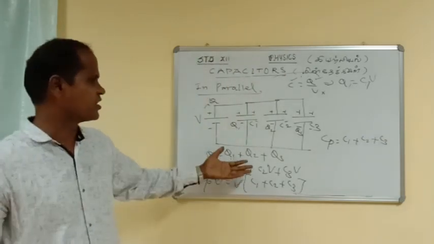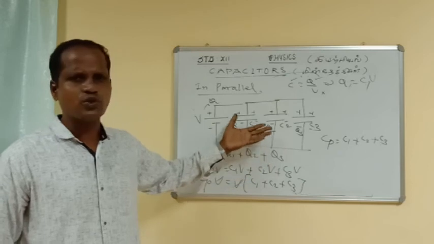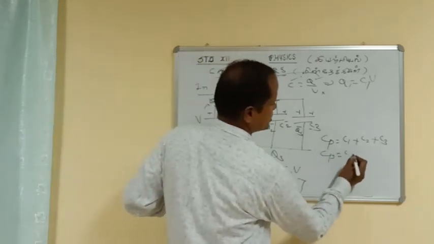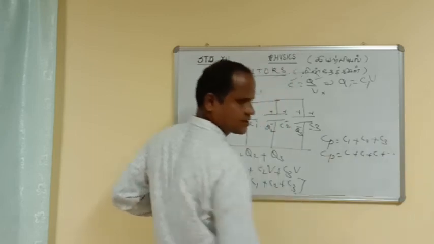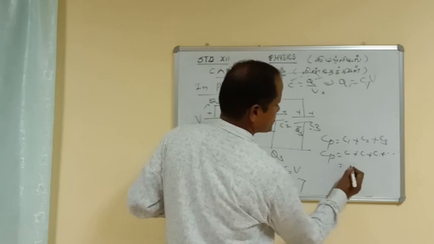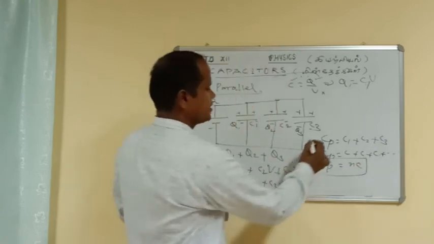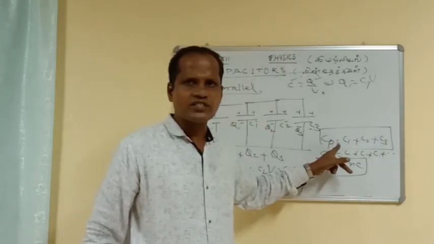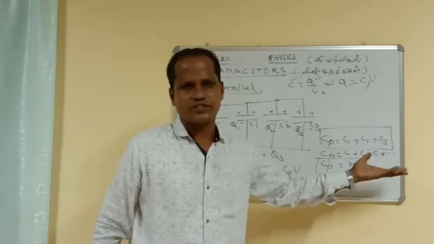Similarly, suppose you have n capacitors, each with capacitance C. Then we can write Cp is equal to C plus C, n times. So this becomes nC. So Cp is equal to nC. In a parallel combination, the effective capacitance is equal to the sum of the individual capacitances.